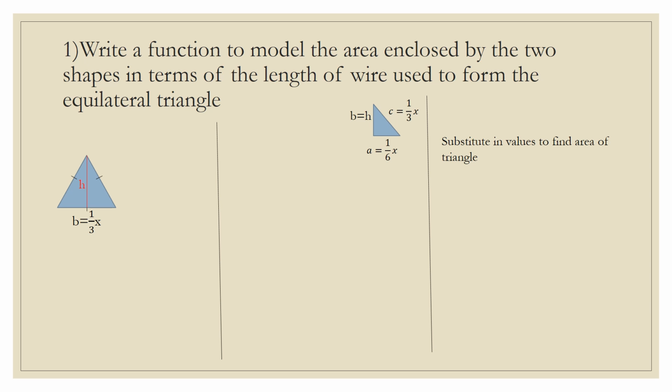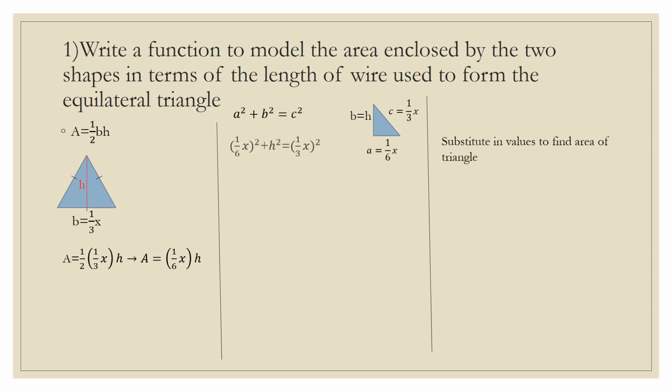Let's start with the area of the triangle. The formula for the area of a triangle is area equals 1/2 base times height. The base of this triangle is 1/3 x, so our equation so far is A equals 1/2 times 1/3 x times height, or A equals 1/6 x times h. In order to find the height, we must use the Pythagorean theorem, a squared plus b squared equals c squared. To find the height, we will do the Pythagorean theorem for half of the triangle, so a equals 1/6 x, b equals h, and c equals 1/3 x.